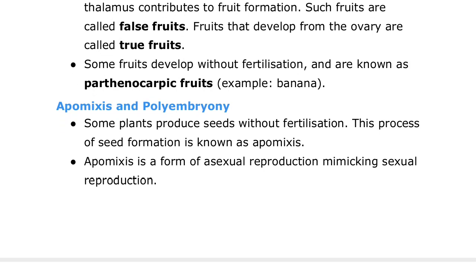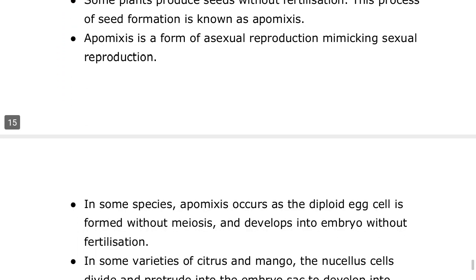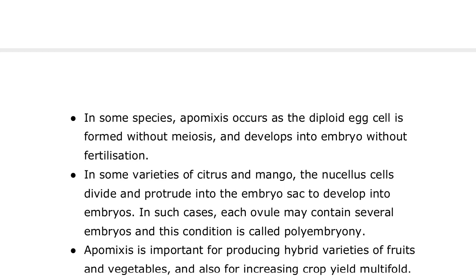Apomixis and polyembryony. Some plants produce seeds without fertilization. This process of seed formation is known as apomixis. Apomixis is a form of asexual reproduction, that is mimicking sexual reproduction. In some species, apomixis occurs as the diploid egg cell is formed without meiosis and develops into embryo without fertilization.